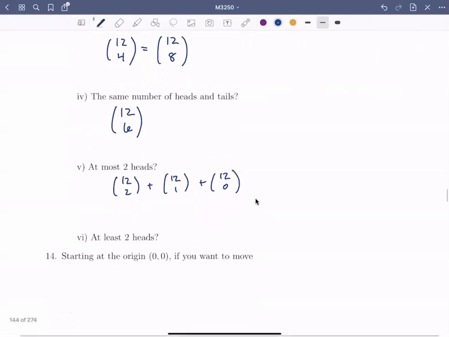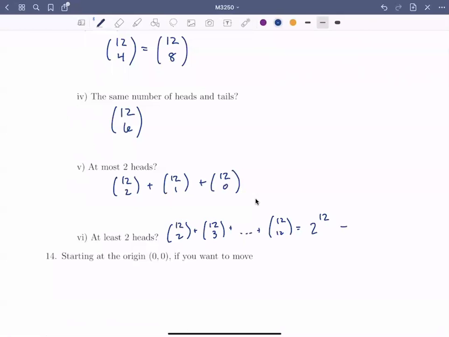And then finally, at least 2 heads means 2 or more. So that's going to be 2, 3, 4, 5, all the way up. So you could do it like this. You could do 12 choose 2 plus 12 choose 3, all the way up to 12 choose 12. Or you could count and take all of the possibilities and then subtract the ones that don't give you at least 2 heads.